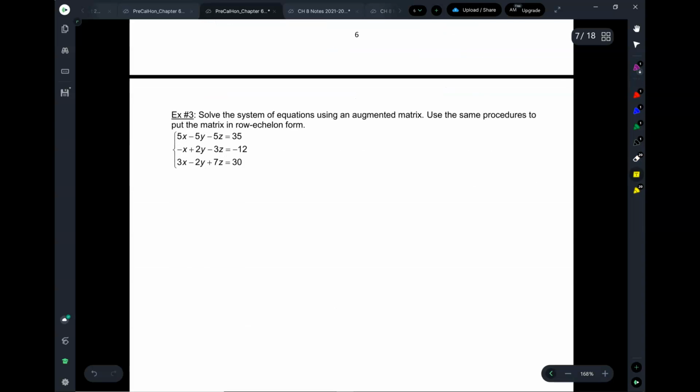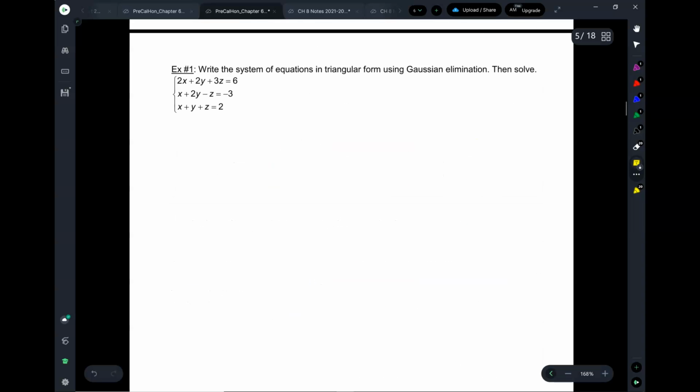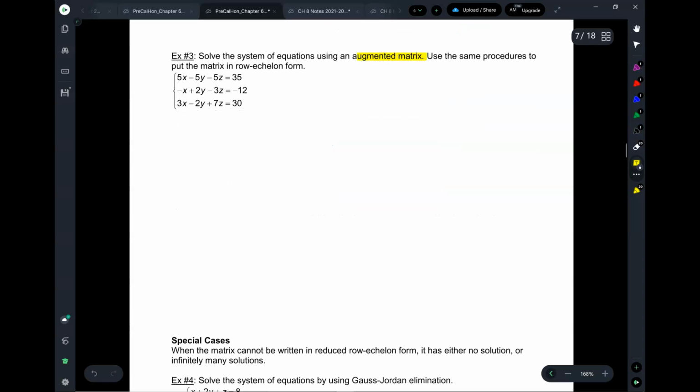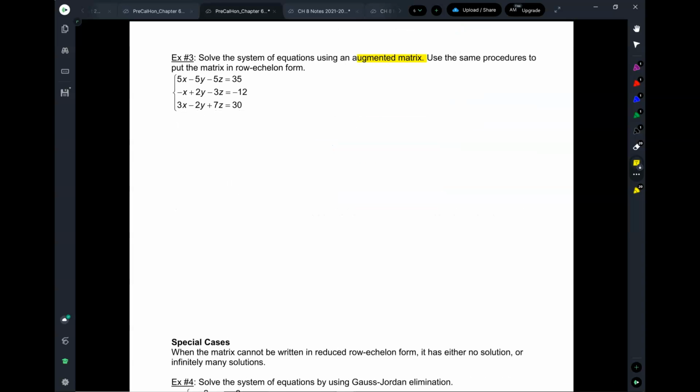Okay, let's do this. Right now it says to solve it using an augmented matrix. Now, the term Gaussian elimination is the process of what you're doing. You can apply Gaussian elimination to the equations like we did yesterday, or you can apply it to the matrix. That doesn't have anything to do with whether it's a matrix or an equation. That's just the process. So we're going to do Gaussian elimination on this matrix right here.